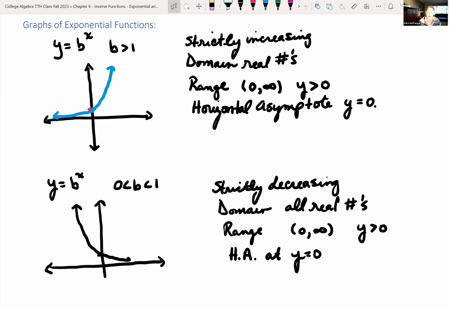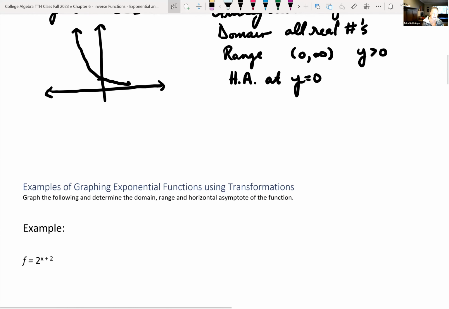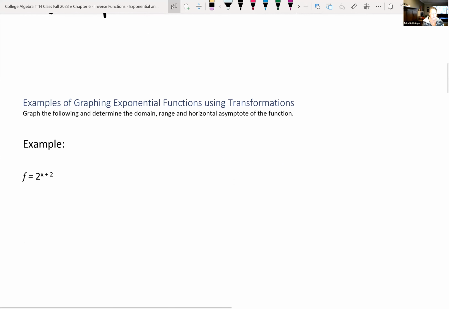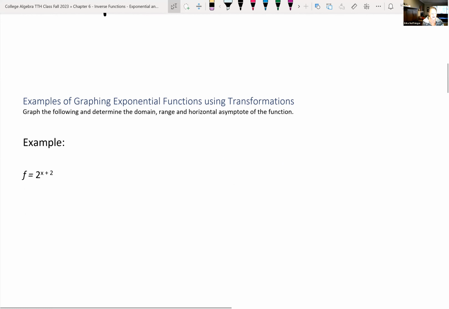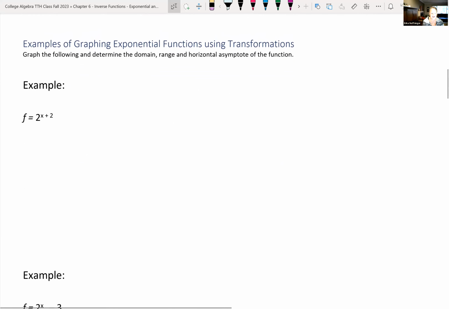So now let's look at graphing some of these exponential functions, and let's use some of the tools that we learned earlier in this course with transformations of functions. And so if we were going to look at the following, f of x is equal to 2 raised to the x plus 2 power, we want to graph it, and determine the domain, the range, and the horizontal asymptote of our function.